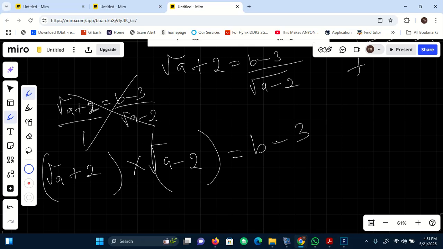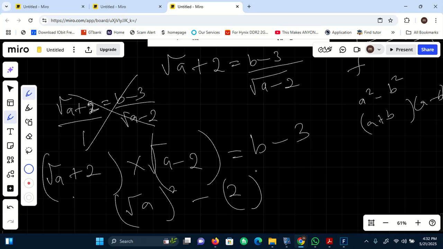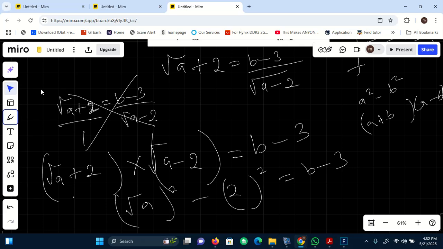That's B minus 3. If you look at these two things, we have the difference of two squares. What's the difference of two squares? The difference of two squares says that A squared minus B squared is equal to A plus B into A minus B. So we'll say square root of A all squared minus 2 all squared is equal to B minus 3, right? So let's continue.